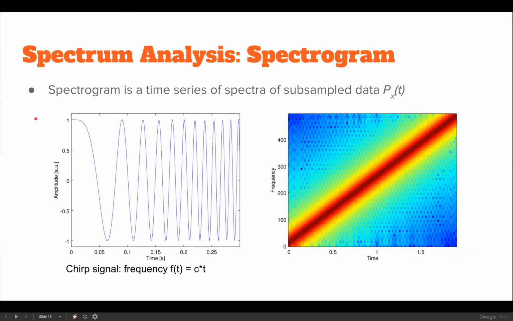Signals which don't change are dull and boring. But there's also something else called spectrogram. So a spectrogram is a time series of spectra of subsampled data. So here we have a chirp signal. Frequency is changing from 0 to some higher frequency. So I would guess at the end in this picture, it would be the sampling rate.